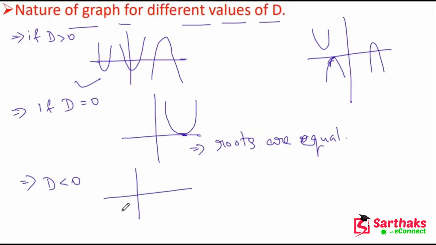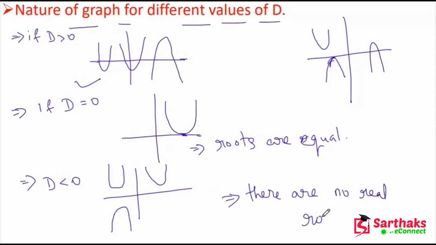Now the next condition is if d is less than 0, then the curve will be drawn like this, or this, or this. The main condition is that it does not touch any point on the x-axis. So in this case there are no real roots. I hope you get this point. So now let's move on.